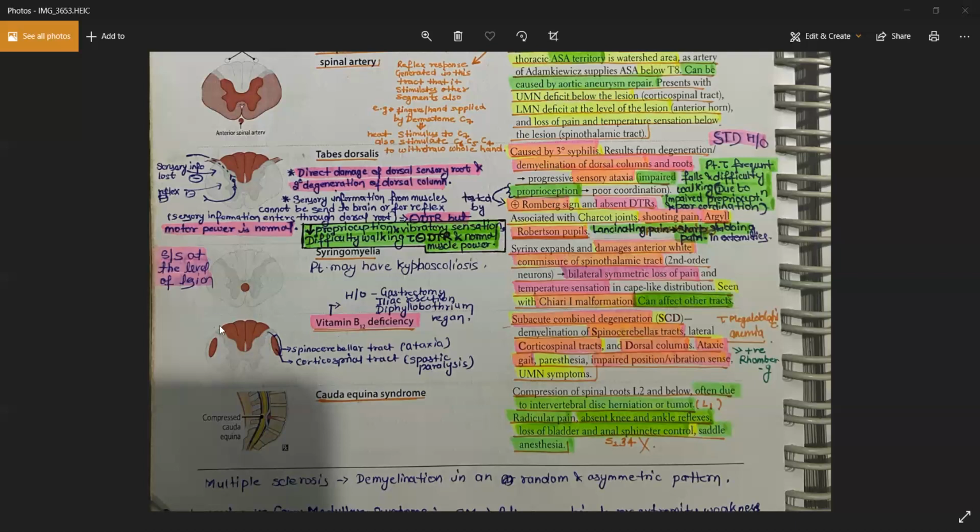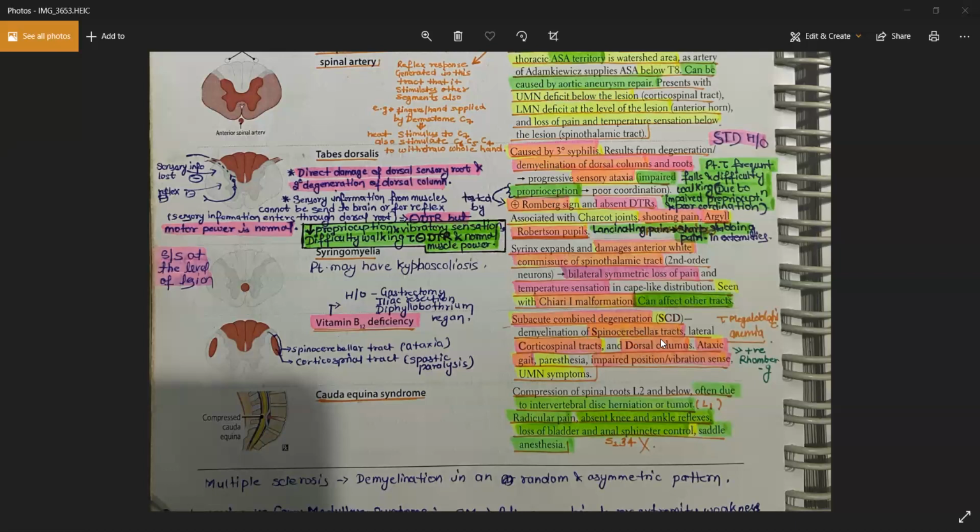Patient will also get the Romberg sign positive, just like my tabes dorsalis, because of damage in the dorsal columns. Patient will get the spastic paralysis bilaterally. It will be a symmetric, or I can say a bilateral spastic paralysis. No sensory symptoms like pain and temperature will be seen. So a damage or demyelination in the spinocerebellar tract, little corticospinal tract, and dorsal columns.